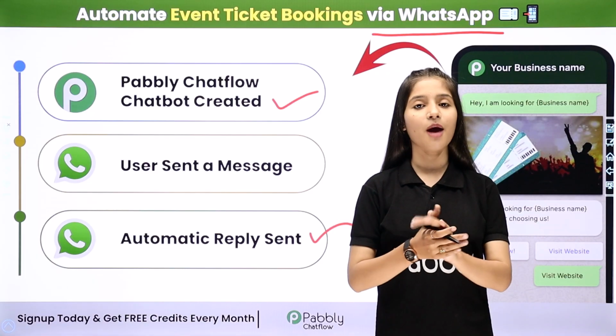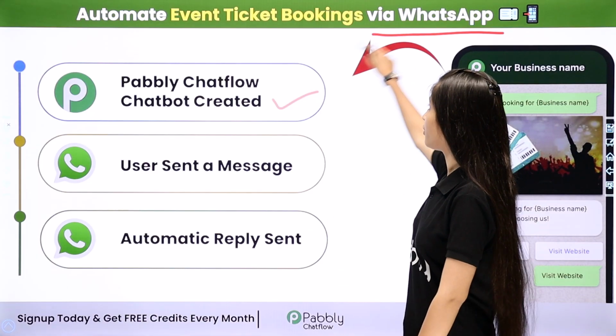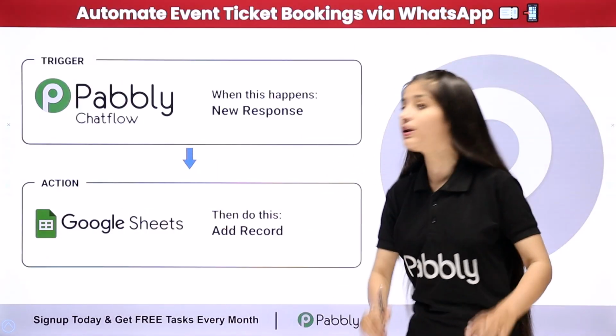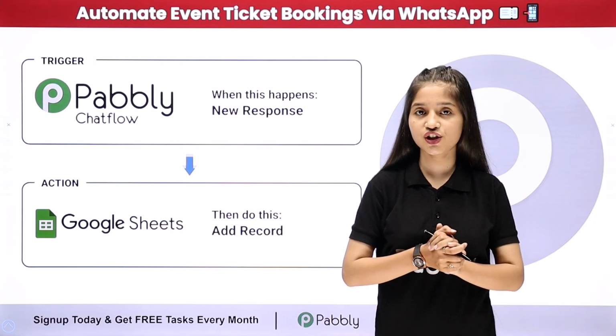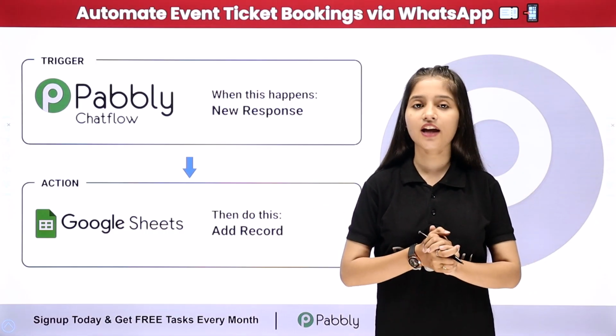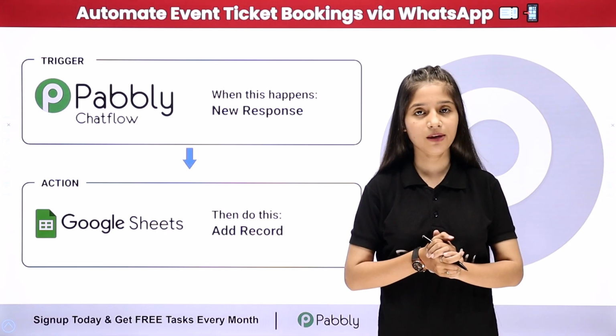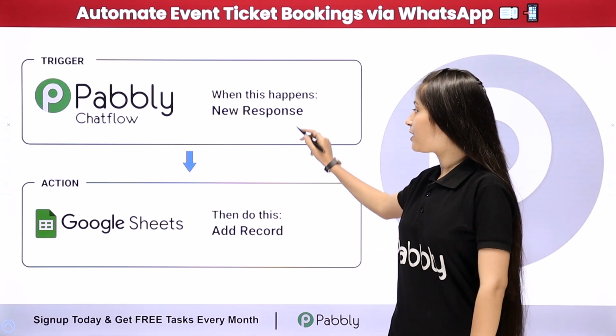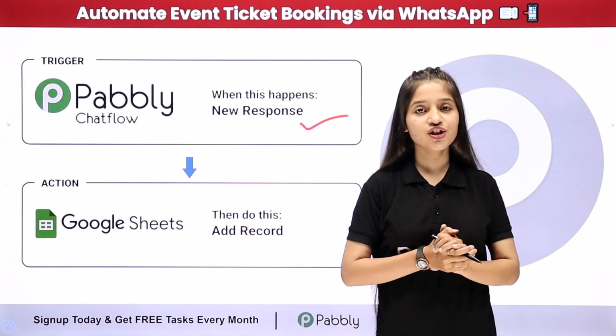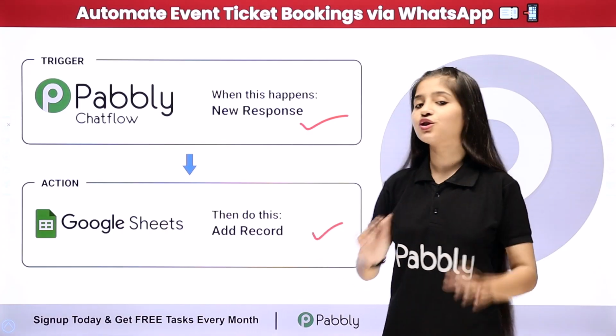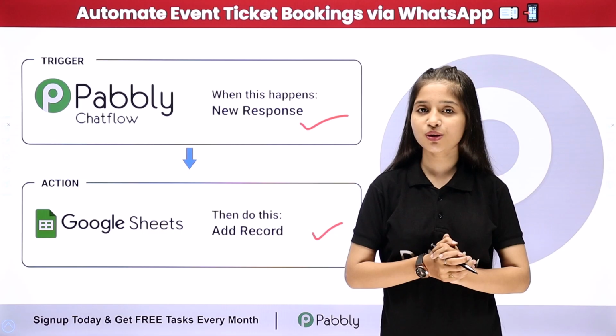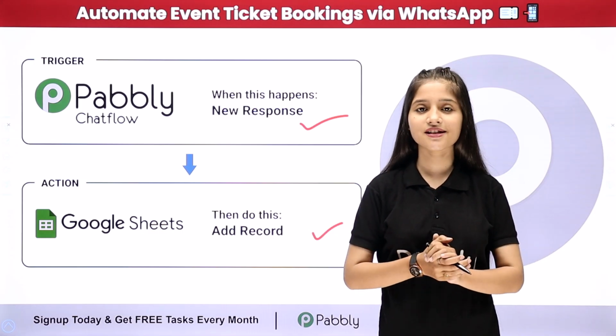In this video, I am also going to teach you how you can store your user data, that means their event ticket booking details, into your Google Sheet, and that will be possible with the help of an automation software named Pabbly Connect, where I take my trigger application as Pabbly Chatflow and action application as Google Sheet. So now to see the working of this amazing automation and learn the process step by step, let's go to my screen.